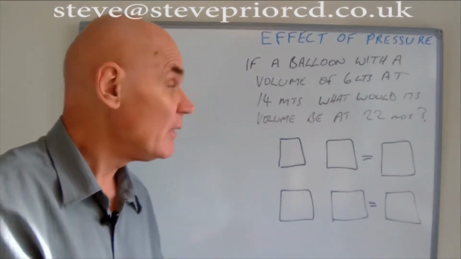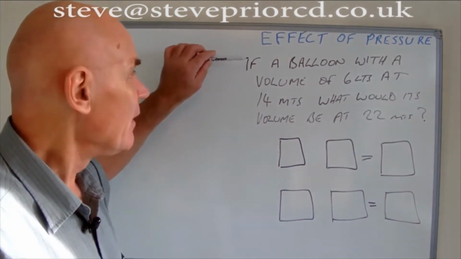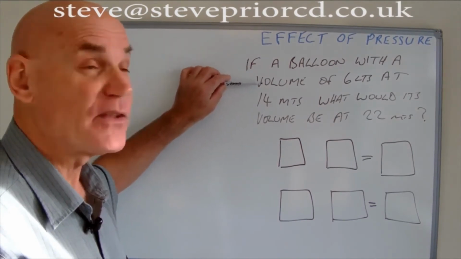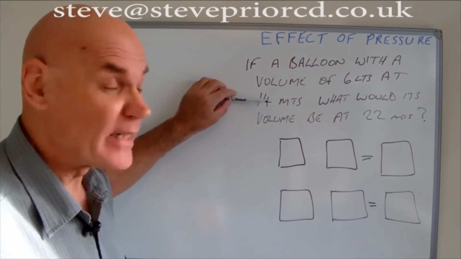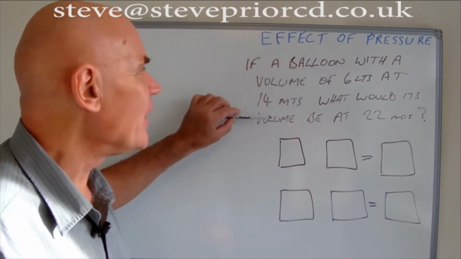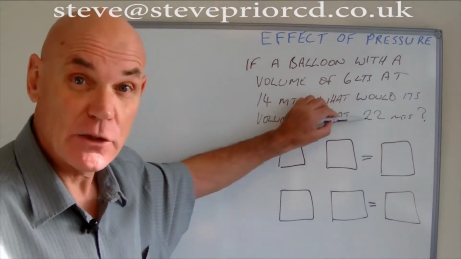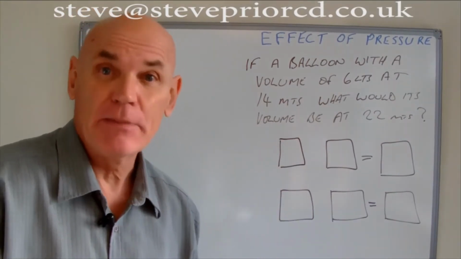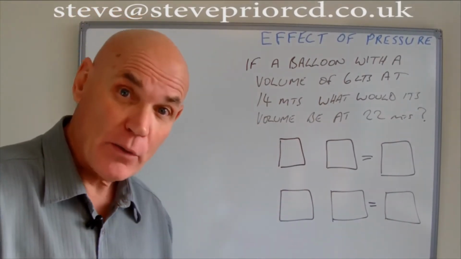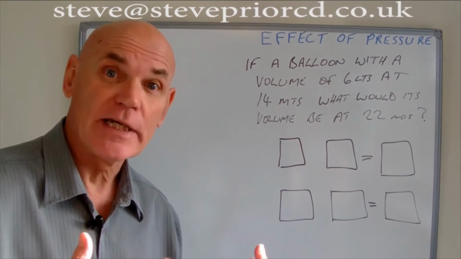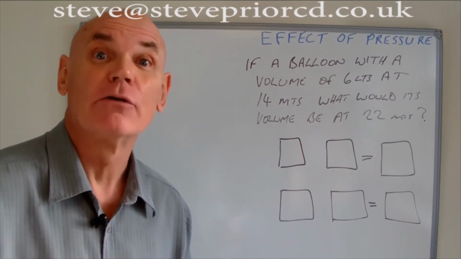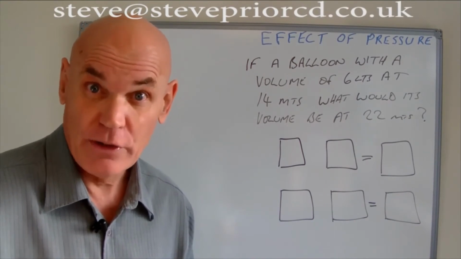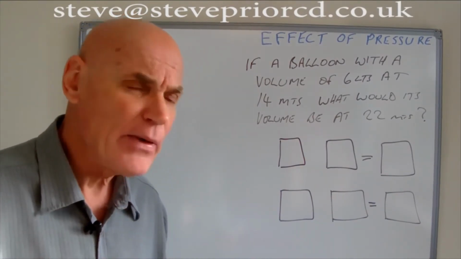Okay, so let's just take a closer look at the question. If a balloon with a volume of 6 litres, when it's at 14 metres, so the balloon's already underneath the water, what would its volume be if we took it to 22 metres? Now, you've probably heard people giving you advice before that with a question like this, they tell you to take the balloon to the surface first. And those people have given you really good advice. That's exactly what you need to do. So let's see how we can do that.